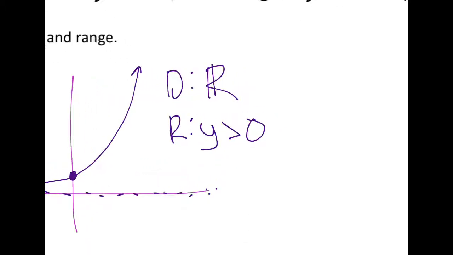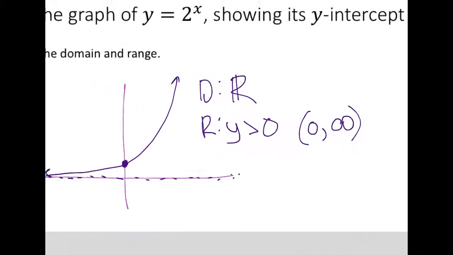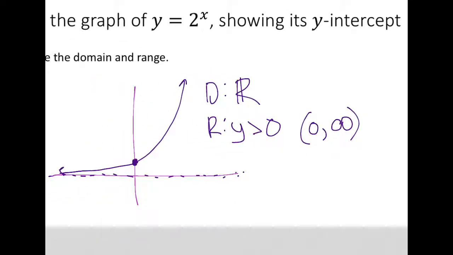So you could say it like this, or you could say (0, positive infinity), but you have to use parentheses. You have to use parentheses because it never quite touches 0, and it never quite touches infinity.